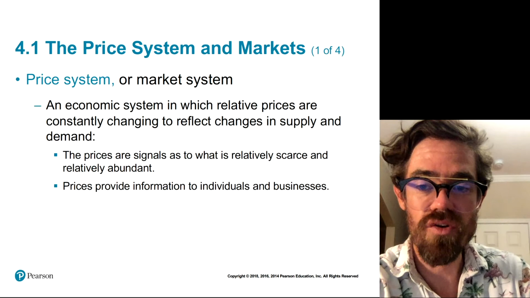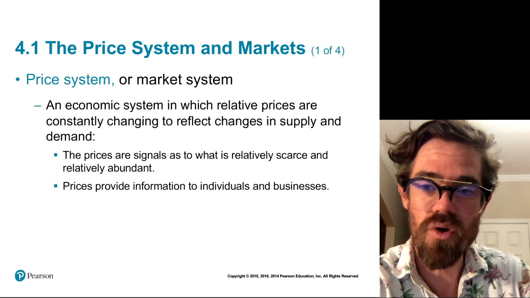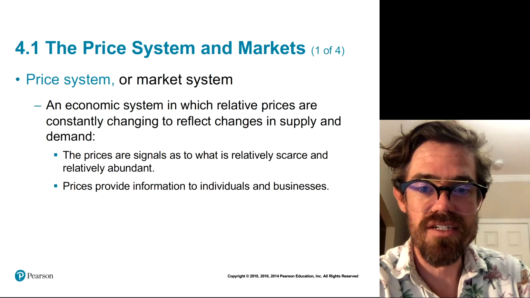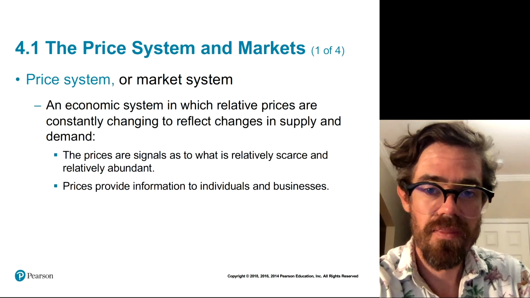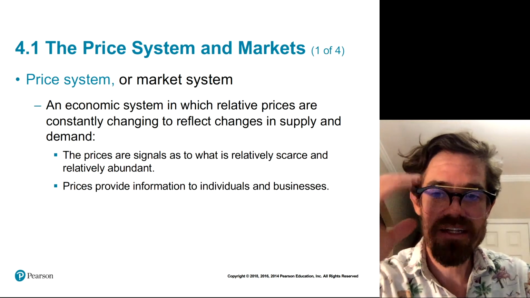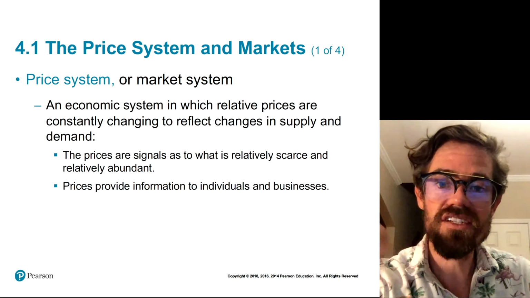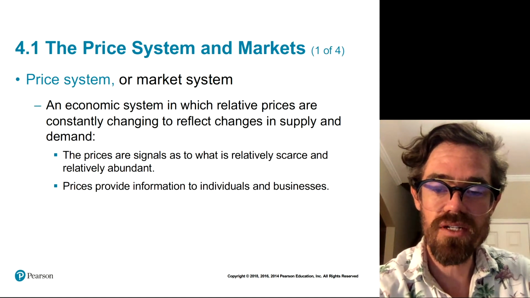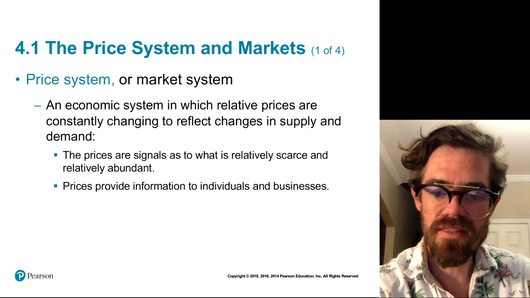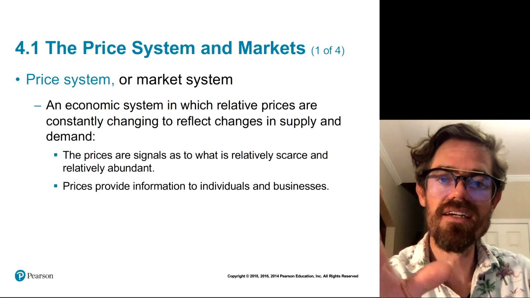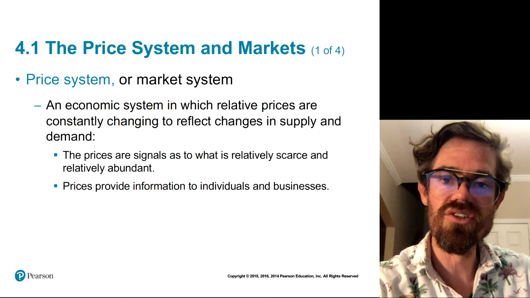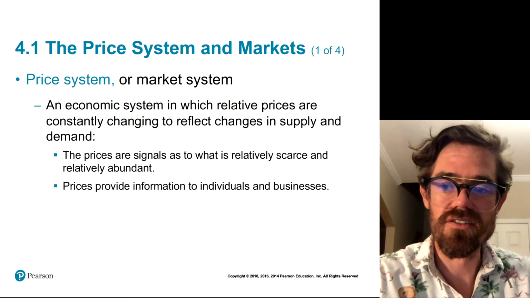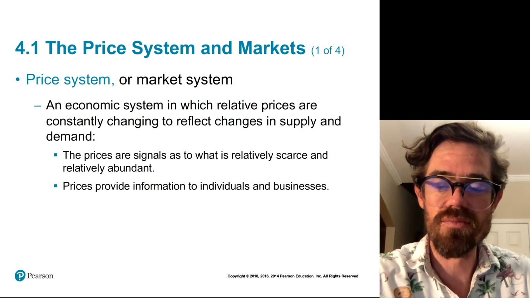Now, both are overall scarce, right? There's not unlimited water in the universe. So water is scarce, but relative to diamonds, it's abundant, right? Prices act as signals that give information to both individuals and businesses. And again, the signals are telling individuals and businesses what to do to pursue their best interest. So that's how they act as signals, and that's the nature of a price system, right?